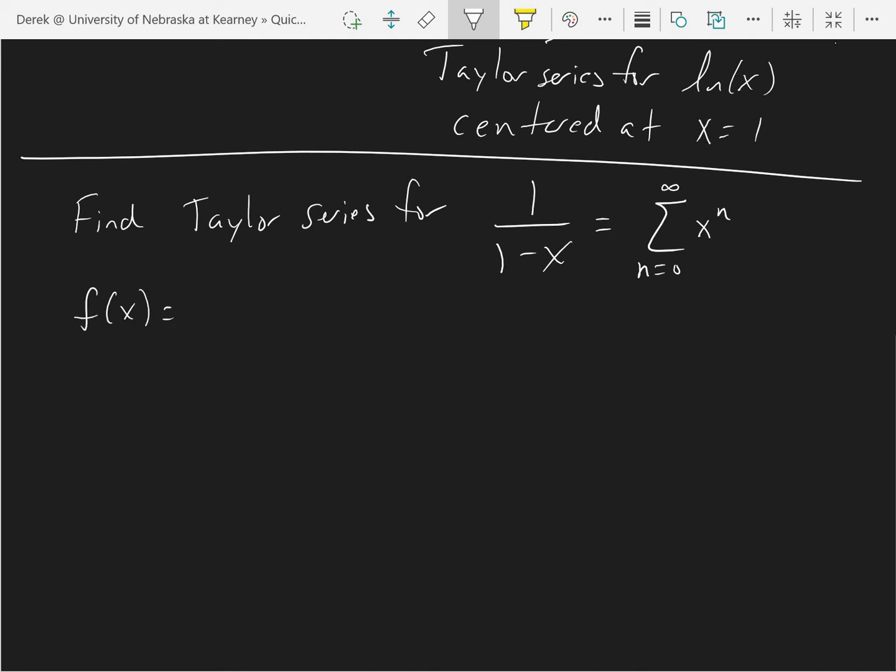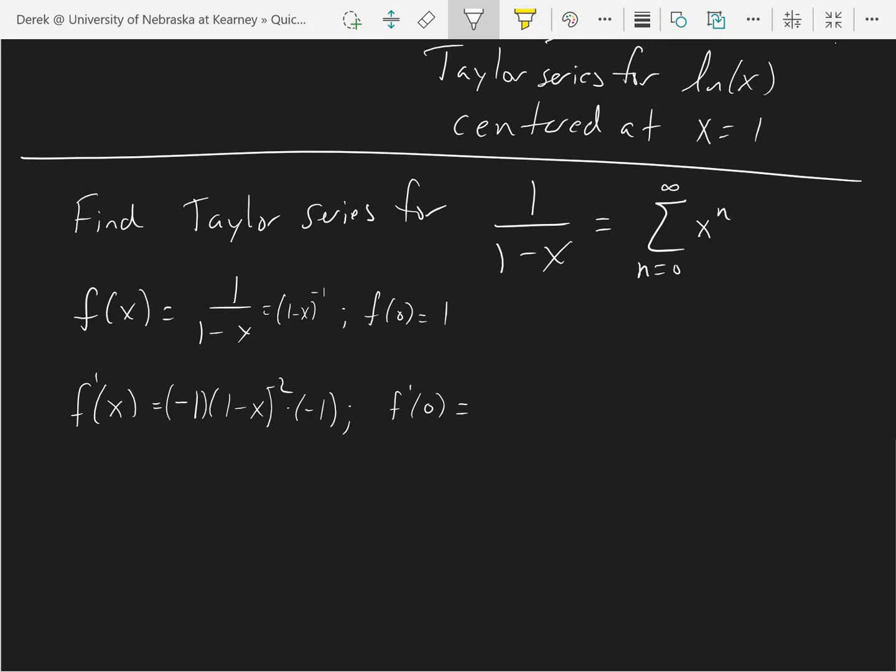Say f of x equals 1 over 1 minus x. We'll center this at 0. F at 0 is equal to 1 then. I'm going to rewrite this as 1 minus x to the negative first. Okay, so f prime at x is going to be negative 1 times 1 minus x to the negative second times, I've got to use the chain rule, times a negative 1 because the derivative of 1 minus x is negative 1. At 0, we'll end up with 1 as well.